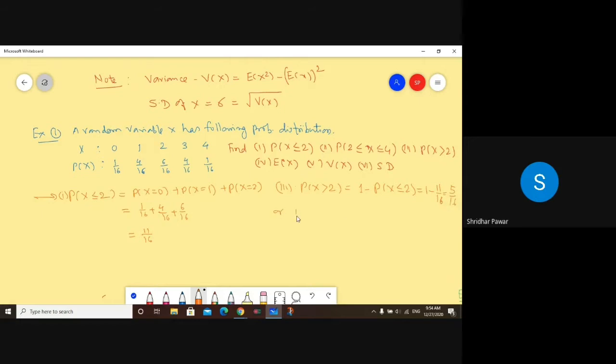Or you may write p of x greater than 2 as, x greater than 2 means the values of x are 3 and 4. So p of 3 plus p of 4. What is p of 3? 4 by 16 plus p of 4, 1 by 16. The denominator is the same, add the numerators. So again 5 by 16. Both ways the answer is the same. Okay. Now see the next one.